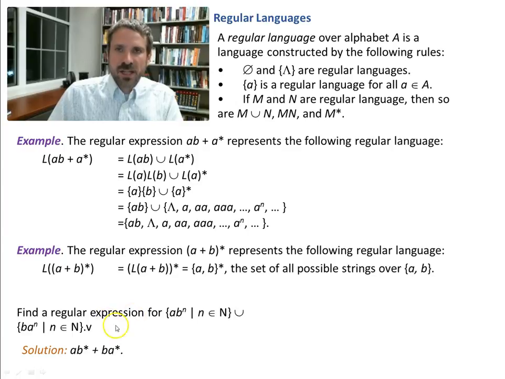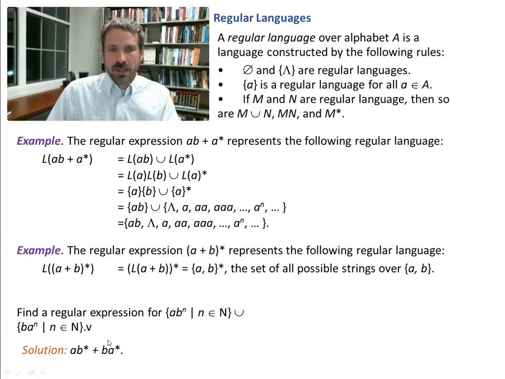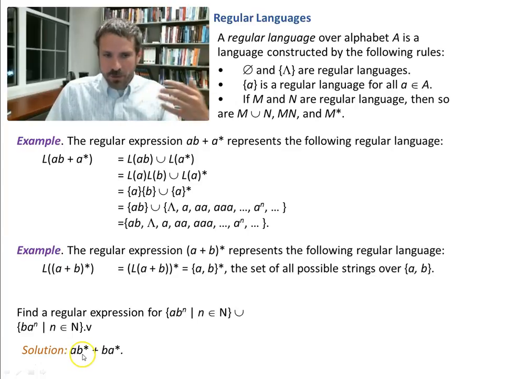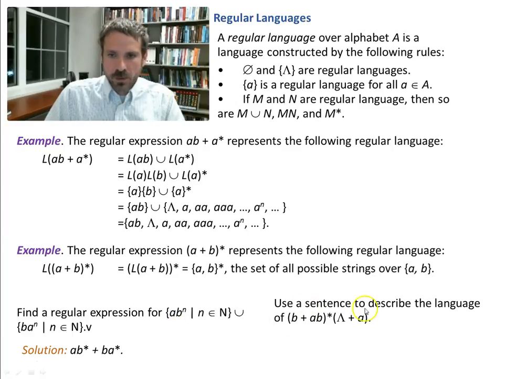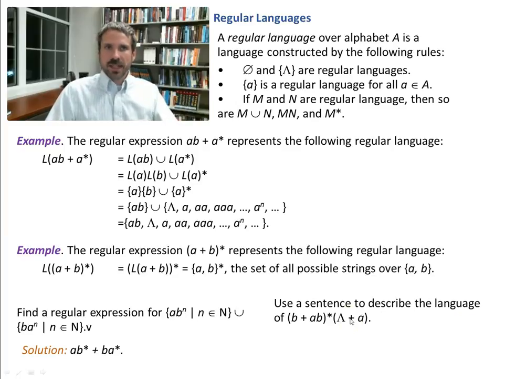So this translation is really important to think about and understand. That this star represents an arbitrary number of a particular letter of the alphabet that occurs here. So when I have the A, B star, it means that I have just any number of B's that I want. And B, A star means I have any number of A's, and then the plus sign is interpreted as or here, just like it does in Boolean algebra. Use a sentence to describe this language. Now we want to be able to express this language in terms of English.